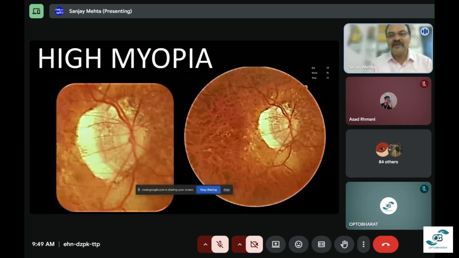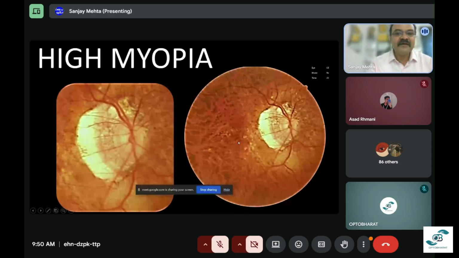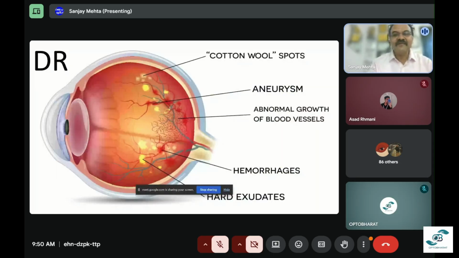We can see the whole choroidal vasculature behind totally. The arteries and veins are also thinned out, and here it is stretched so much that you can see the sclera behind also clearly. So, as everyone I think must be aware, but I'll still say, this is diabetic retinopathy.